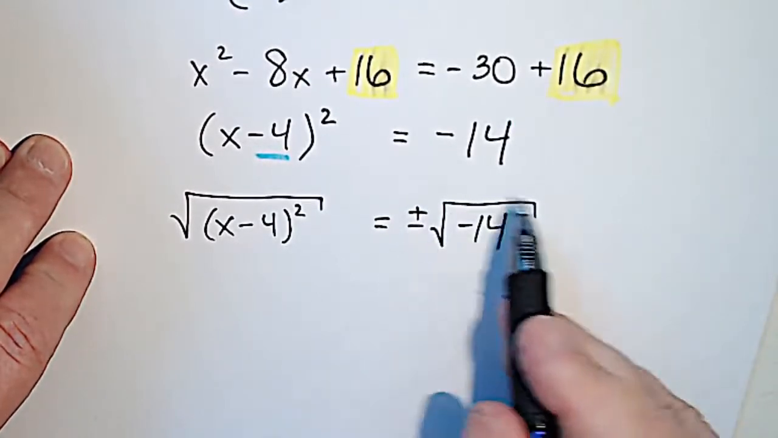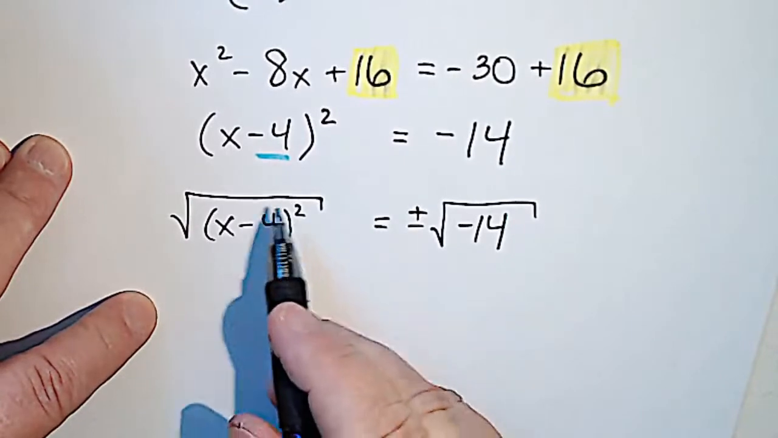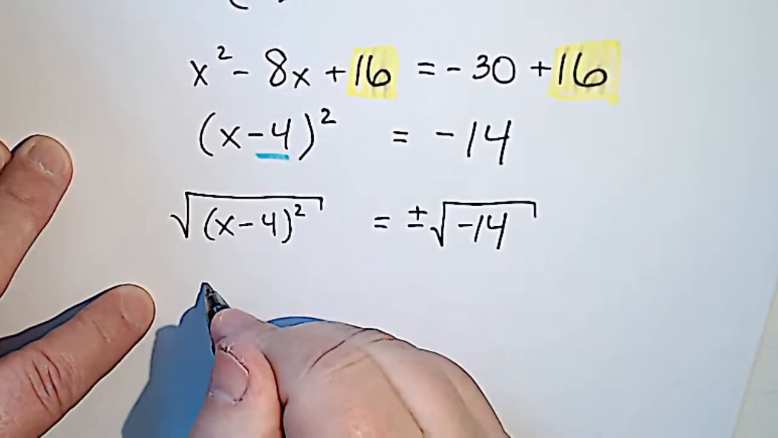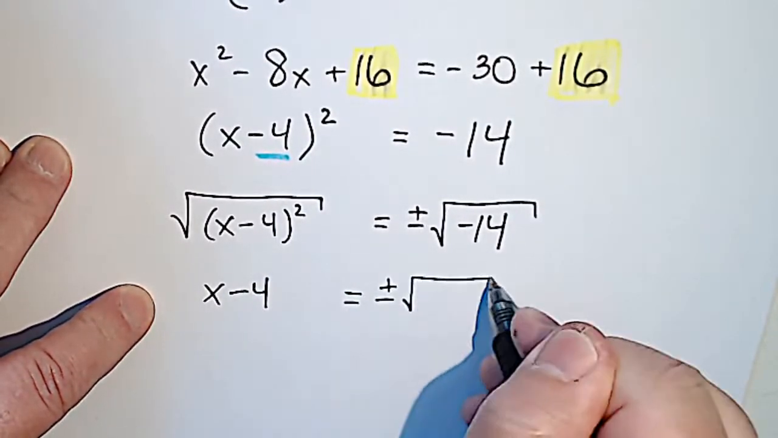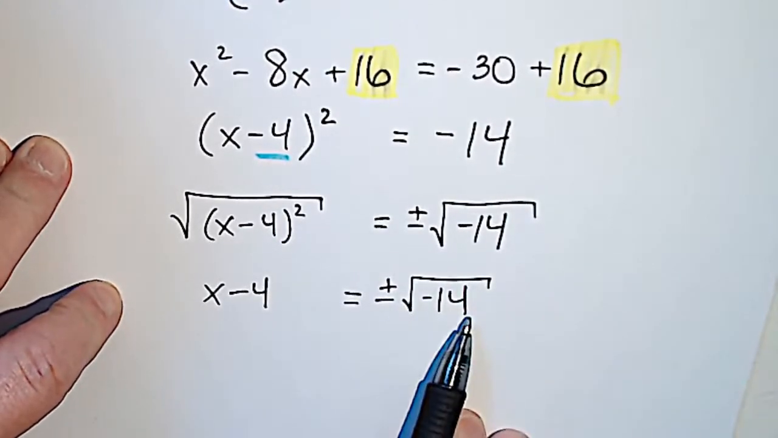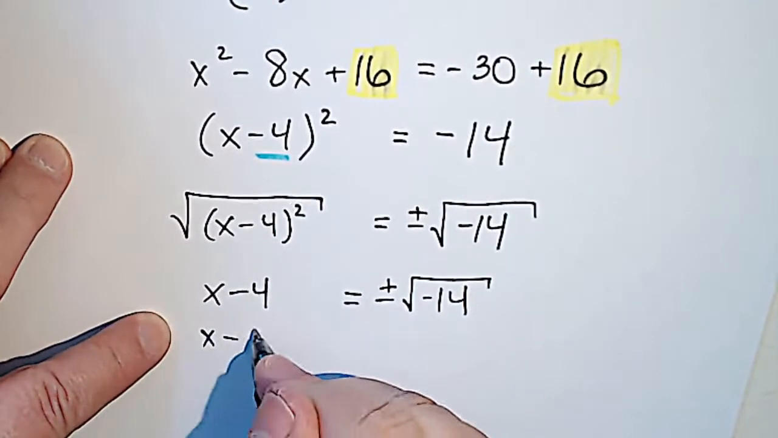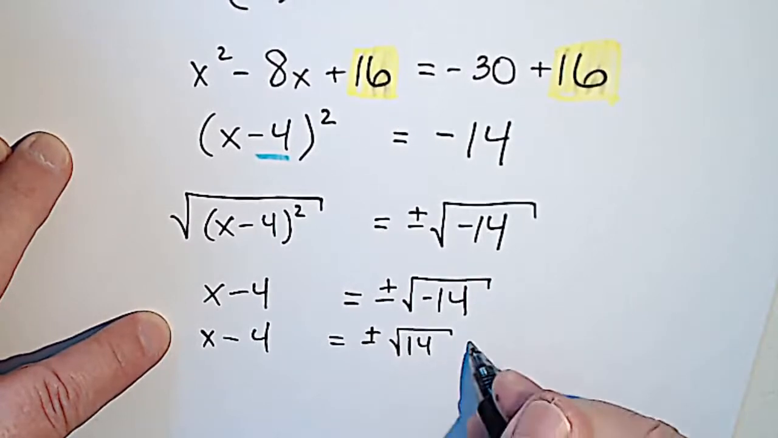I do not like this, but over here, radical and square cancel each other out. I get x minus 4. Now I have to deal with this. So we think about what's inside there. First of all, if there's a minus, I've got radical 14i.